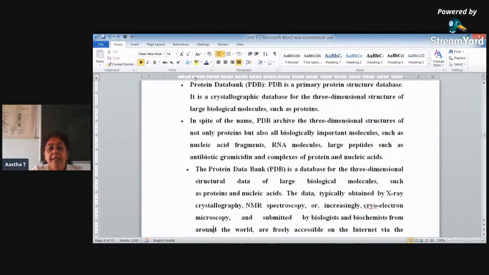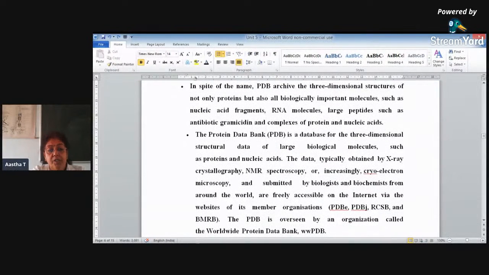The protein data bank is a database for 3-dimensional molecule structure of the large biological molecules.